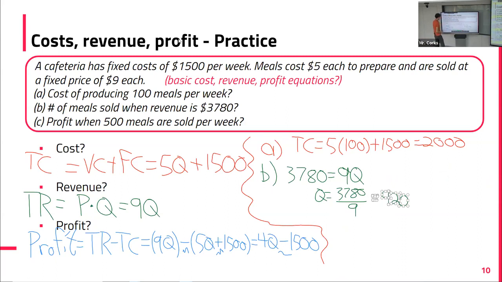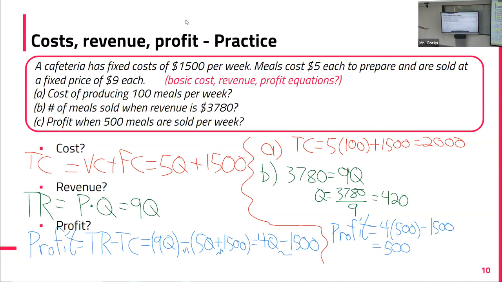Last part, for our profit equation, profit when 500 meals are sold per week. So profit is 4 times 500, minus 1,500. So 2,000 minus 1,500, $500. All right, so that's just a basic way of creating these cost, revenue, profit equations, and then doing some work with these.